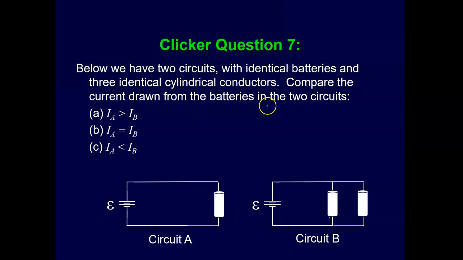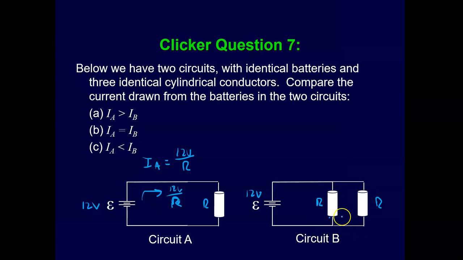Compare the current drawn from the batteries in the two circuits. So again, let's say this is my favorite 12-volt battery, and this is R, and these are all similar. Here we're asking to compare the current drawn in the two circuits. In this case, this is the simplest circuit in the world. To find the current in A, take the 12 volts divided by R. That's the current leaving here, 12 volts divided by R. So that's my current.